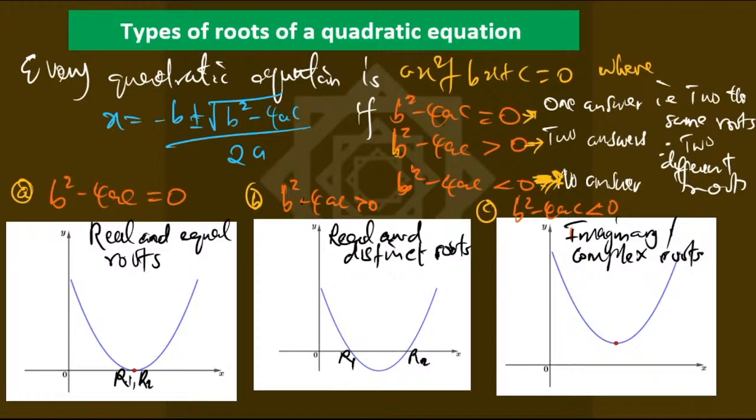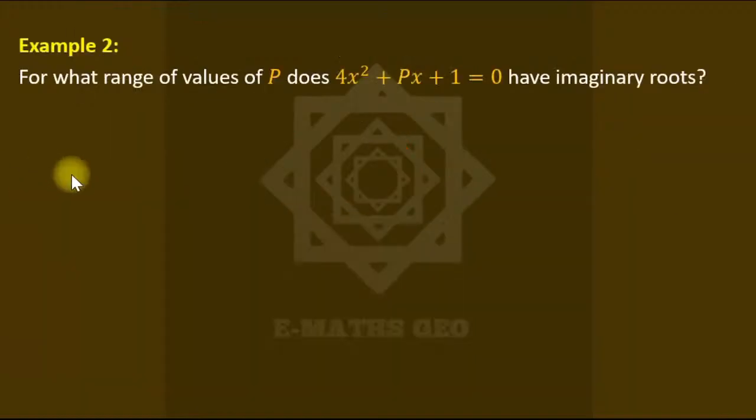So now, let's solve this final question. It says, for what range of values of p does this have imaginary roots? So it's a tricky one. Let's see how it goes. For a quadratic equation to have imaginary roots, b squared minus 4ac must be less than 0.